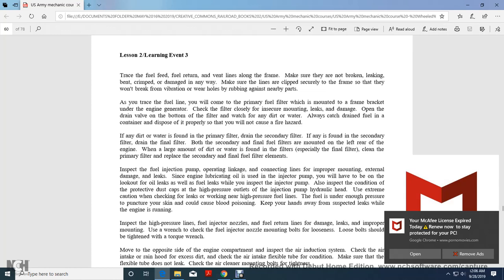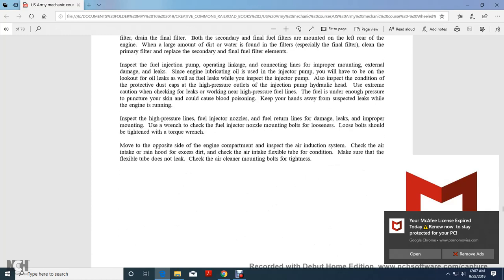Open the drain valve at the bottom of the filter and look for dirt and water. Allow the catch to drain into a container and dispose of it properly, where it will not be a fire hazard. If any dirt and water is found at the primary filter drain, drain the secondary filter, and if found there, drain the final filter. The secondary and final fuel filters are mounted on the left rear of the engine. If a large amount of dirt and water is found, especially in the final filter, clean the primary filter and replace the secondary and final filter elements.